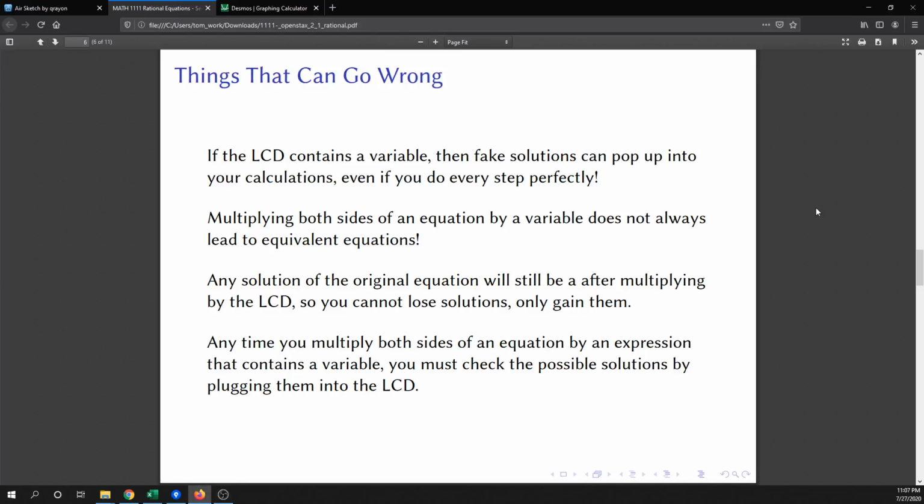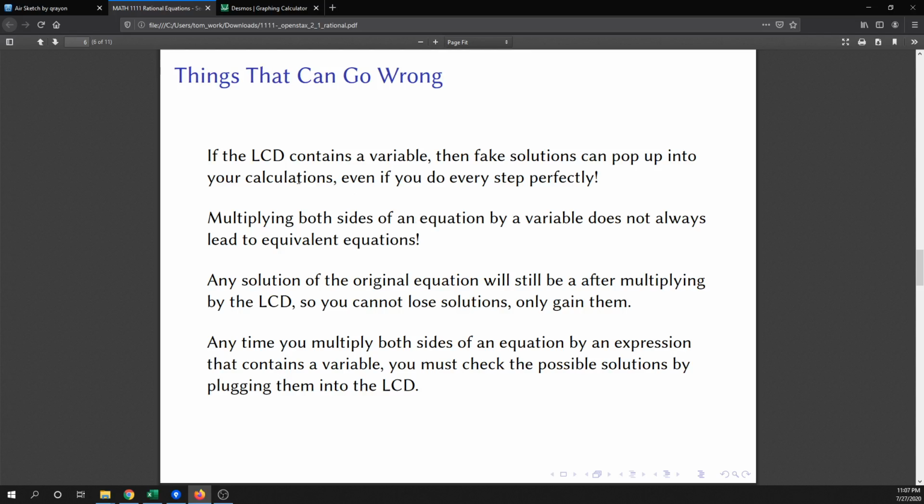In this video, we're going to talk about some things that can go wrong when we try to solve rational equations, or equations with fractions in there. One of the issues is that the method we have been talking about for solving rational equations involves finding the LCD, the least common denominator, and then multiplying through the equation on both sides by the LCD in order to eliminate fractions.